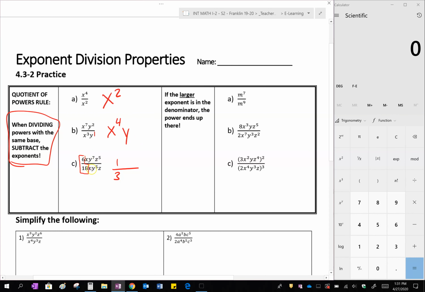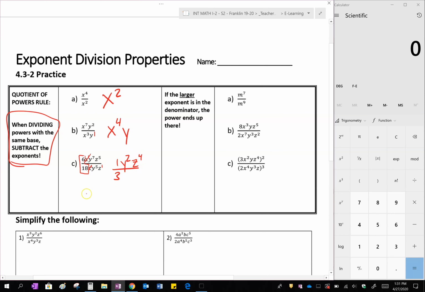So we have x over x, x divided by x. Those will just cancel out because 1 minus 1 is 0. So the x's are actually gone. Y to the 7th divided by y to the 5th. 7 minus 5 is 2, so that's y squared. And then z to the 5th divided by z to the 1st. 5 minus 1 is 4. So z to the 4th.